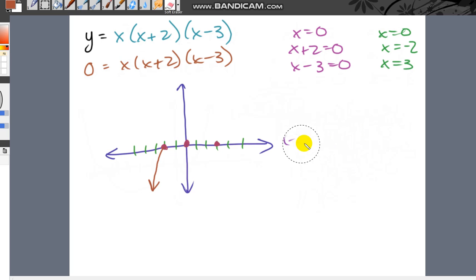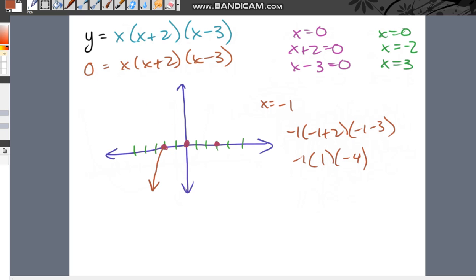Okay, now I'm going to go ahead and erase. Now we need to choose more values. Choose a value between negative 2 and 0. Negative 1 looks like a nice number. Let's try x equals negative 1. So we have negative 1 times negative 1 plus 2 times negative 1 minus 3. So we get negative 1 times 1 times negative 1 minus 3, which is negative 4. Now when we get to this here, we have two negatives. They become positive, so this value is going to be greater than 0. Since y is greater than 0, this implies that the graph is above the x-axis when x is negative 1. So something like this. It comes up, and then it's going to come back down.